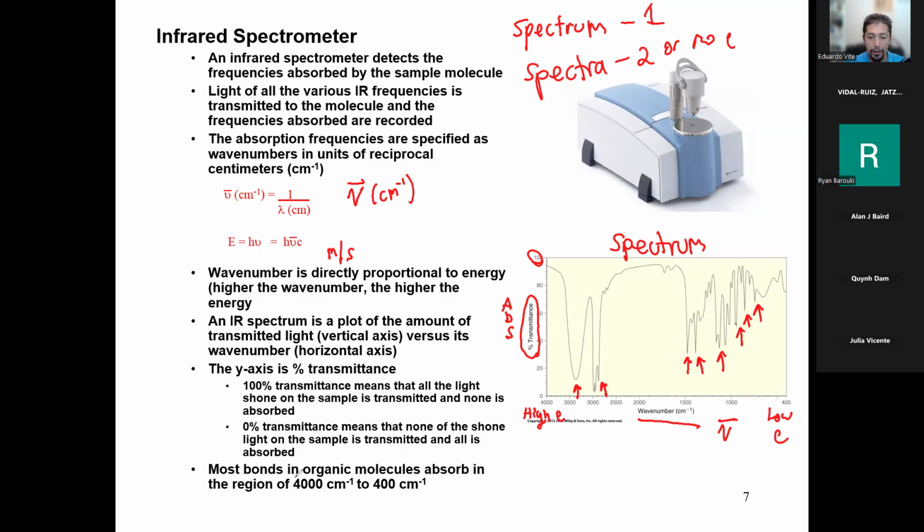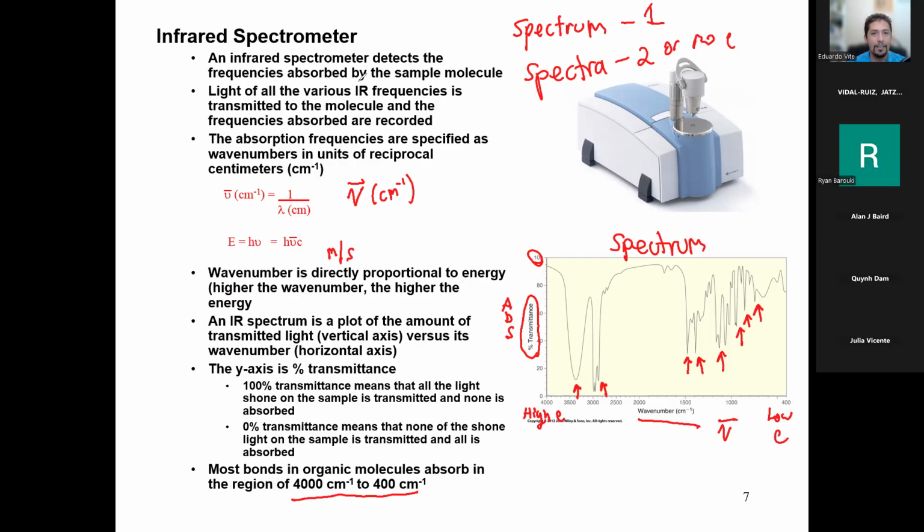And again, just be aware our general range is from 4,000 wave numbers to 400 wave numbers. High energy to low energy. Any questions about this? So this is what we are learning to read. We're learning to read the spectrum. And based on the peaks and their wave numbers and their shape and intensity, we're going to find out what they are.